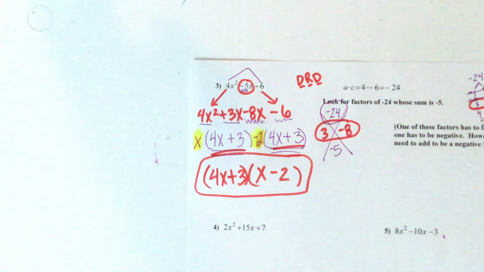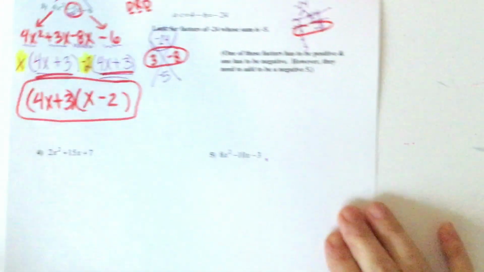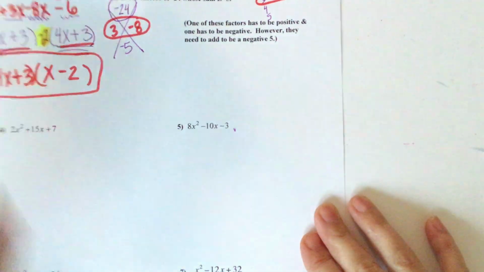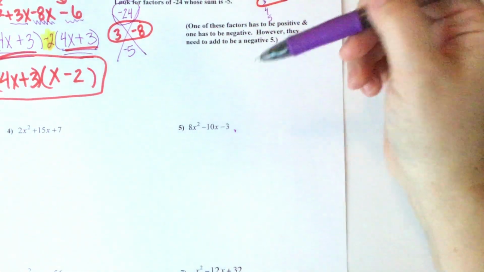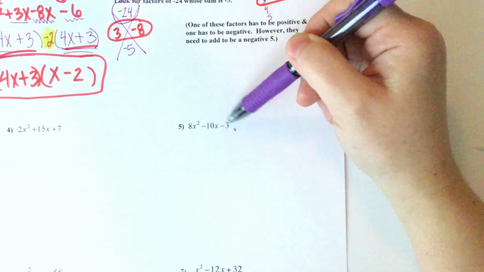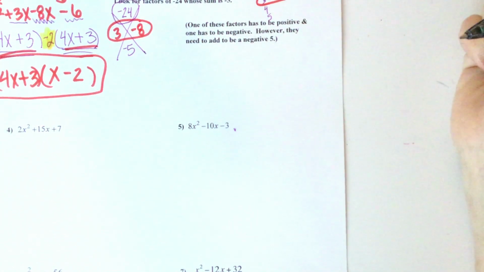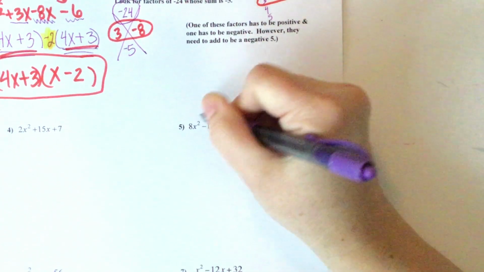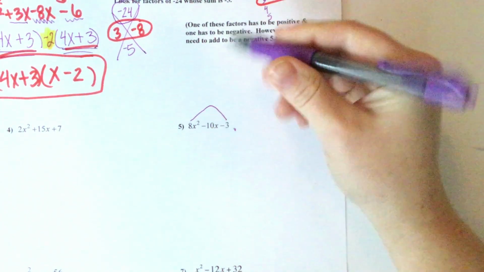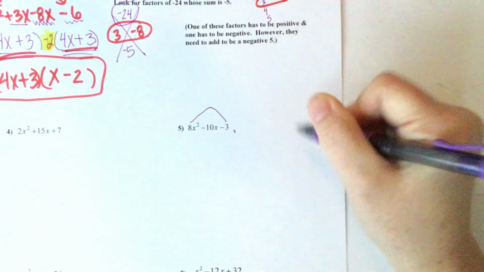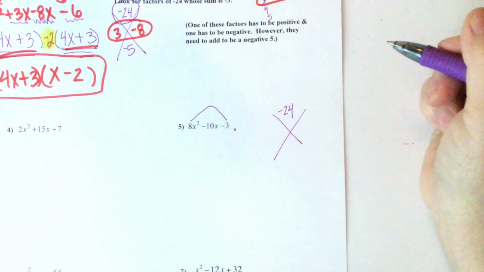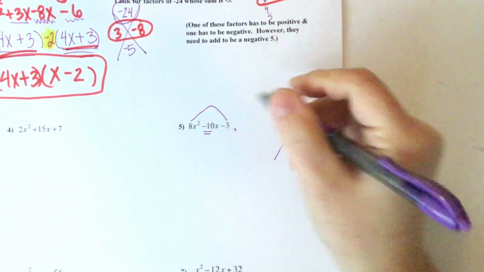Okay, let's go over to number 5, only because there's positive and negatives. Okay, so this one, there's no GCF that can go into 8, 10, and 3. They don't all have x's. There's 3 terms, 1, 2, 3, so we're going to A times C rooftop. So 8 times -3 makes a -24, and we want the numbers to add to make -10.